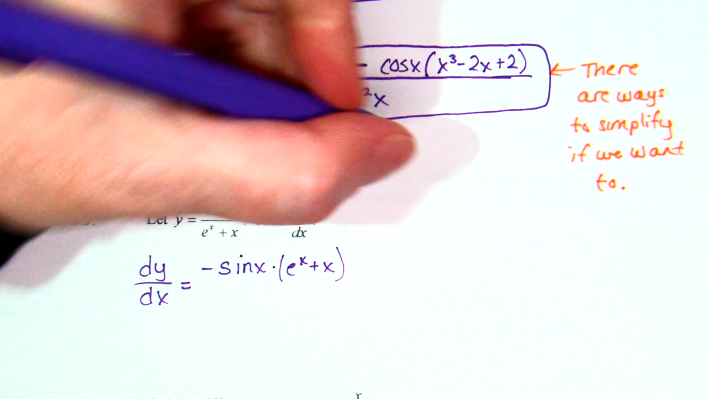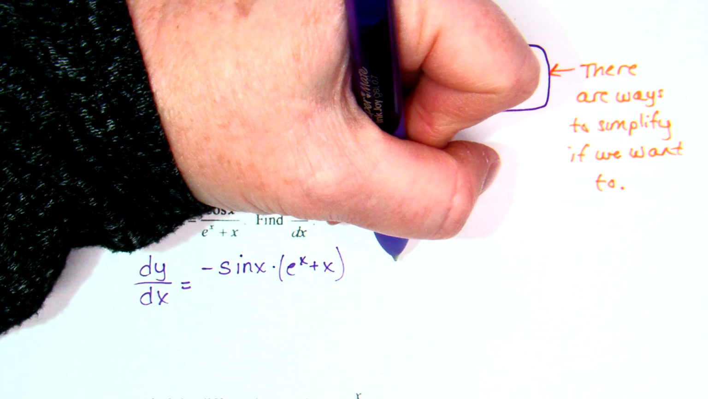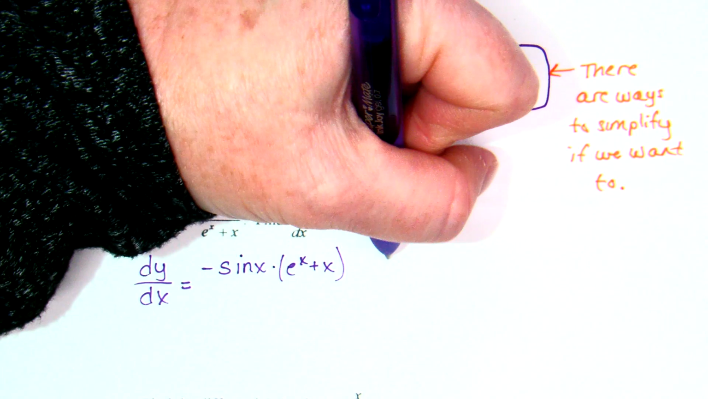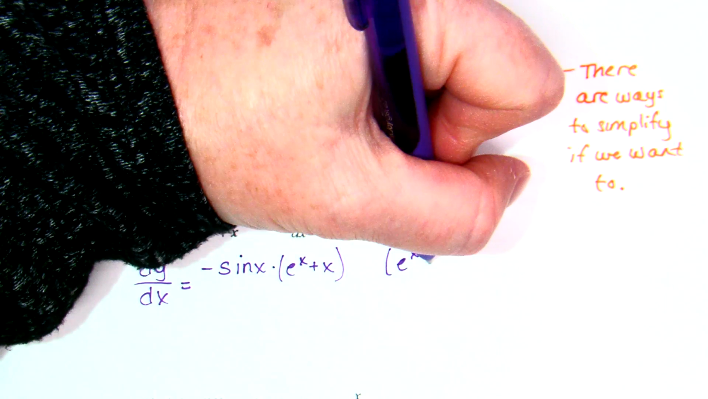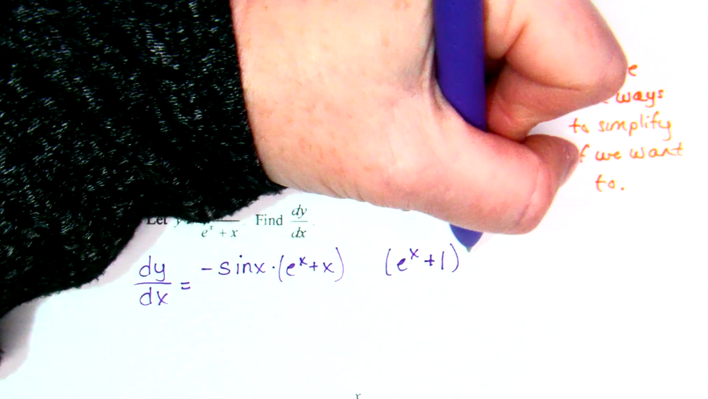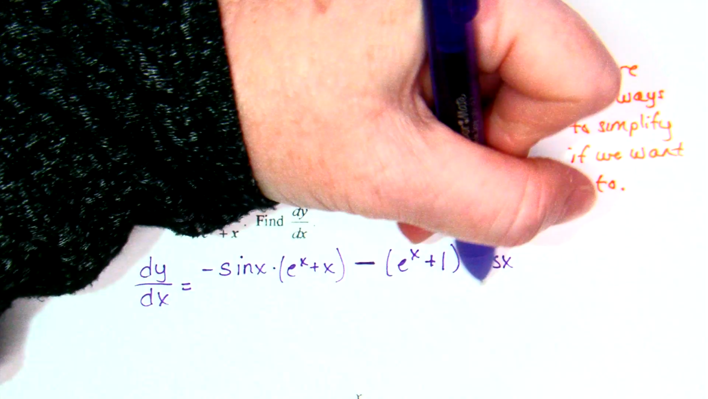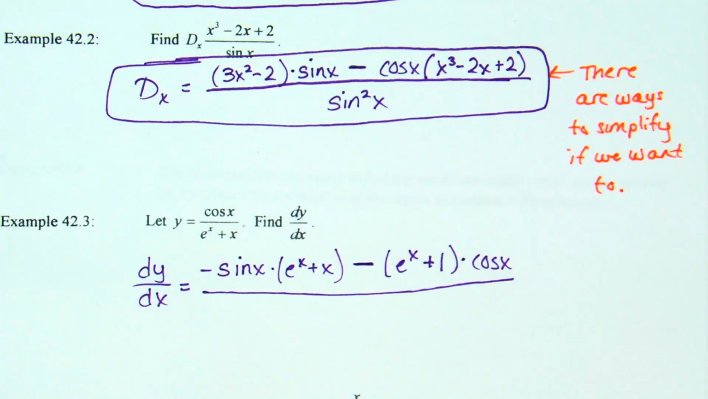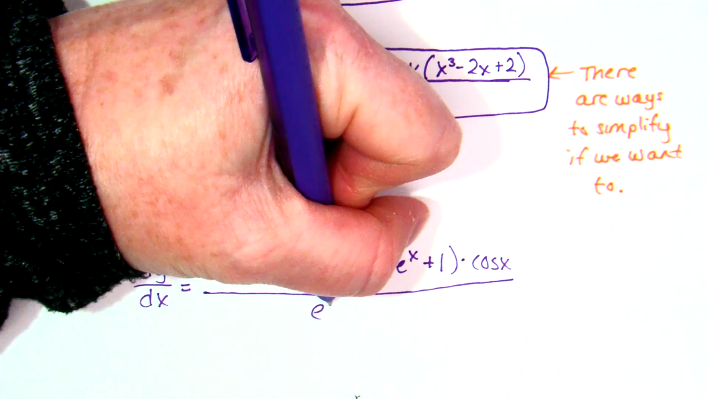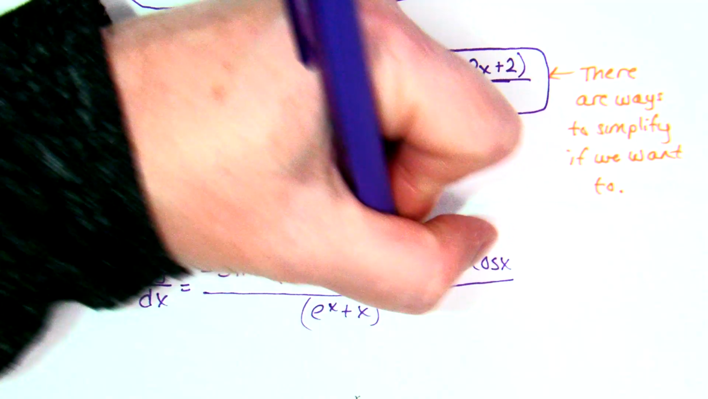Derivative of the bottom times the top. So the derivative of e to the x plus x. e to the x. The derivative of e to the x is e to the x. The derivative of x is 1. So e to the x plus 1 times cosine x. What sign went in the middle there? Minus. All over e to the x plus x quantity squared.